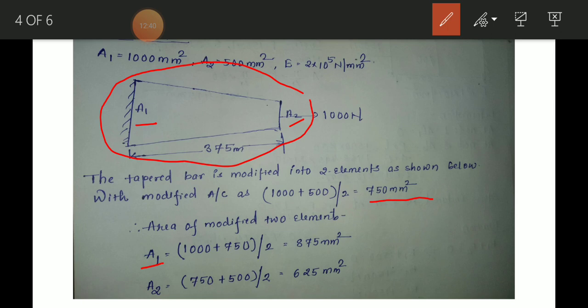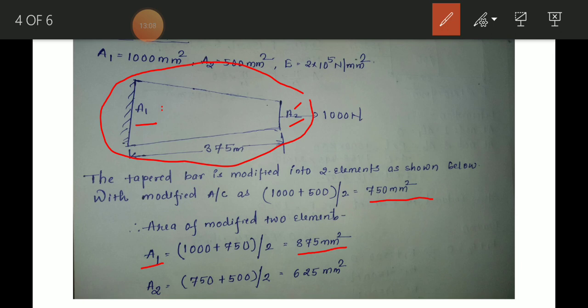Now the new areas we'll find out. A1 is how much now? The area at this point, that is 1000, plus the modified area 750, divided by 2. So this is area number 1. How to calculate area number 2? Area number 2 is equal to the area at this point, that is 750, plus the modified area, divided by 2. Correct?